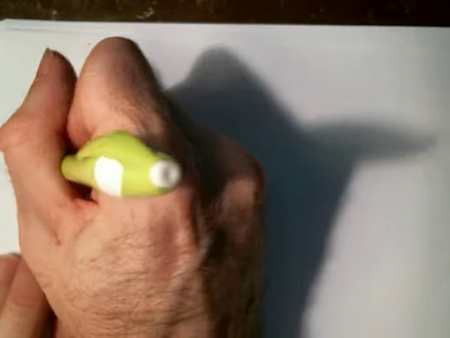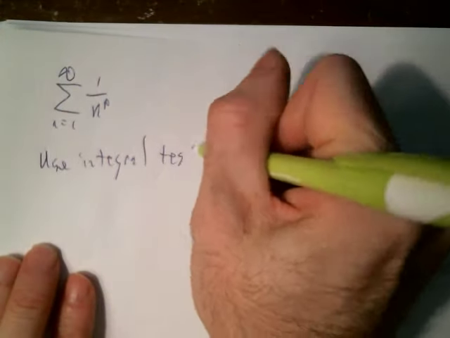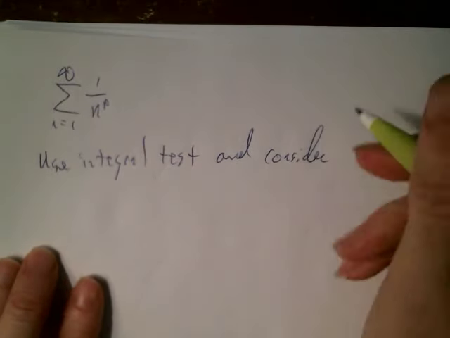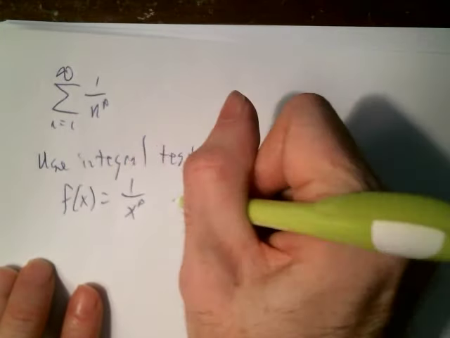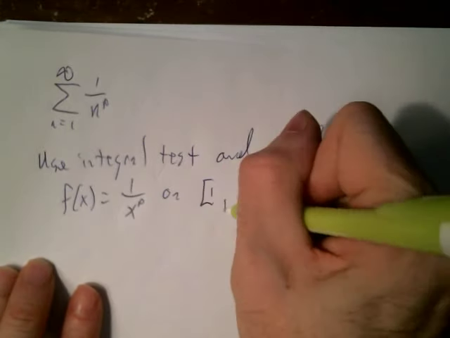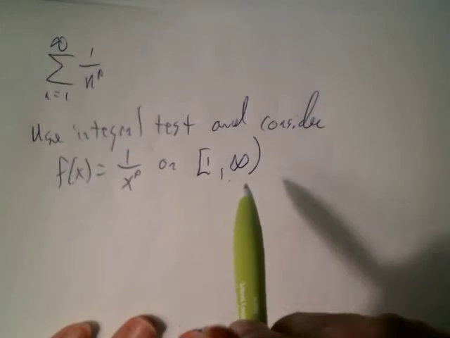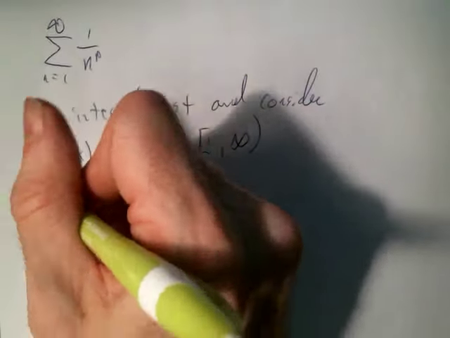So you use the integral test, and you consider the function f of x equals 1 all over x to the p on the interval from 1 to infinity. This interval, it's continuous, positive, and decreasing. Just take that for granted. So we jump to our integral.